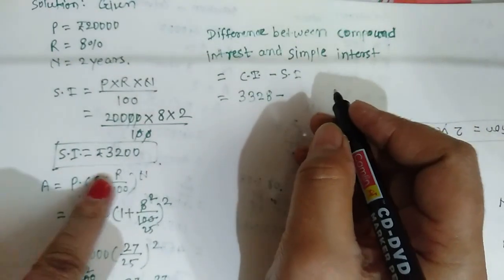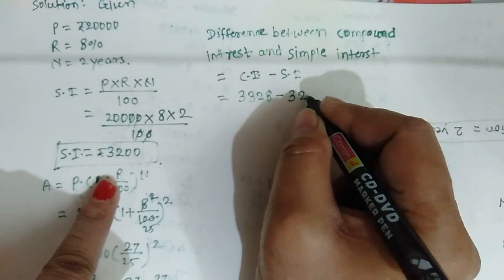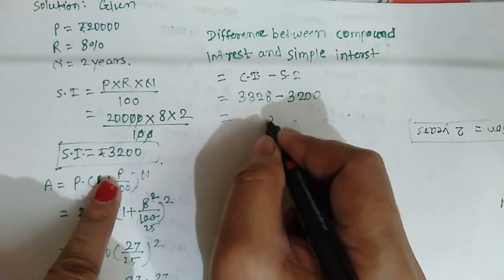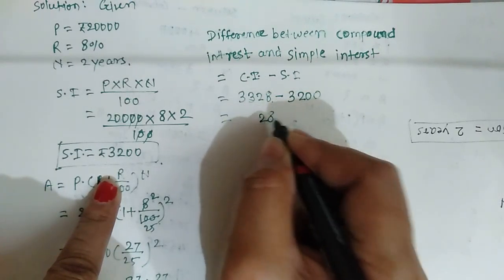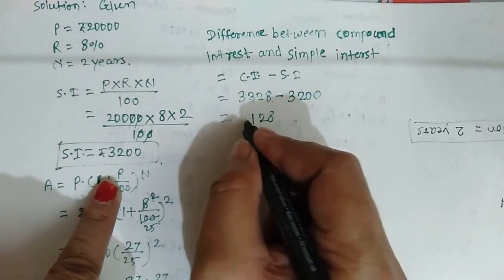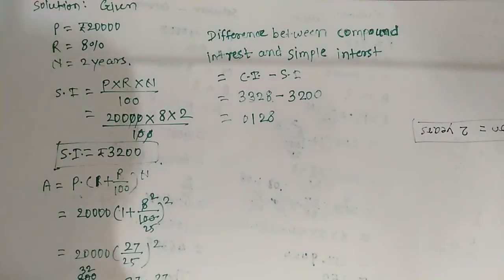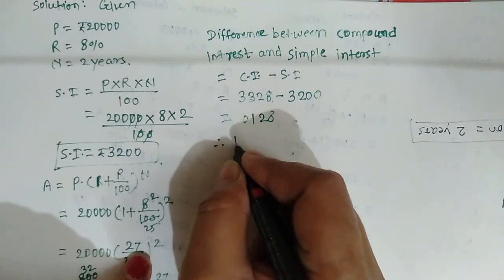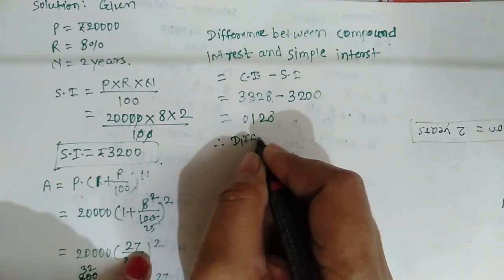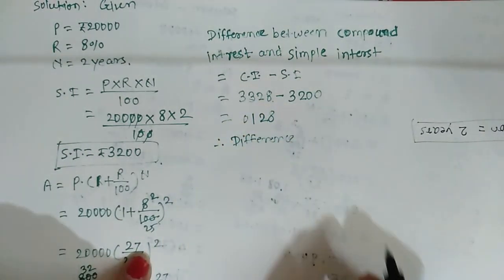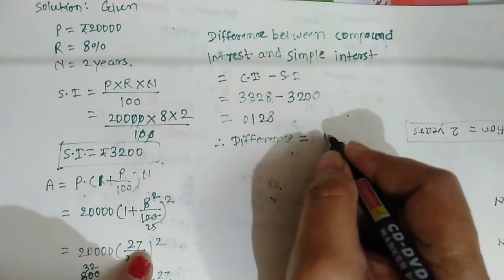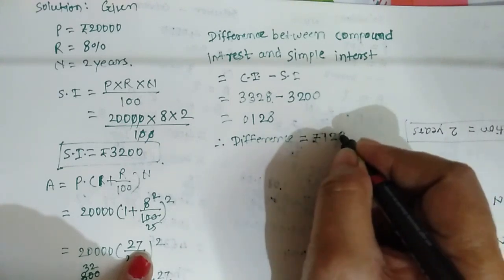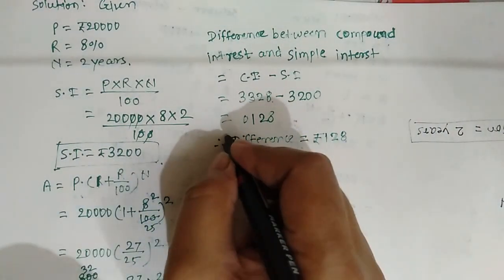minus 3,200. So take the subtraction here. So it is 128. So therefore write down: the difference is equal to 128 rupees.